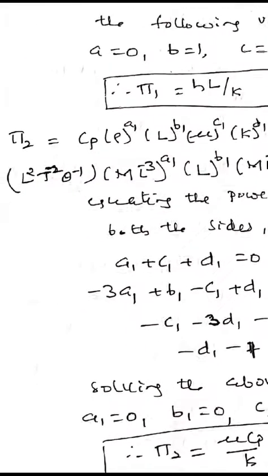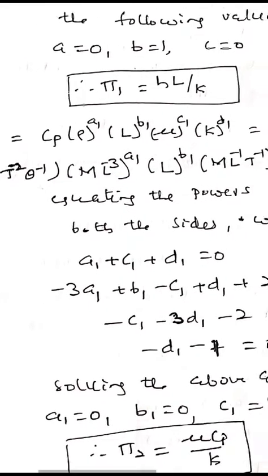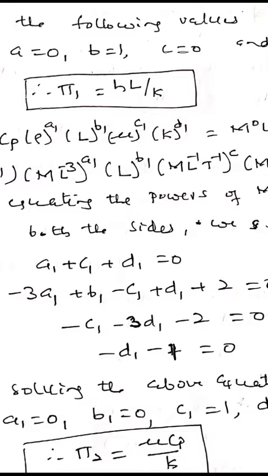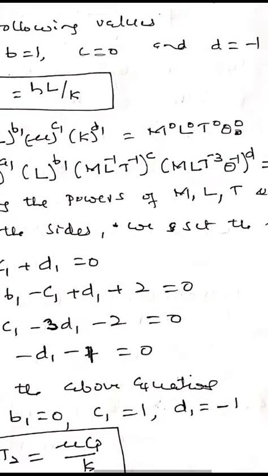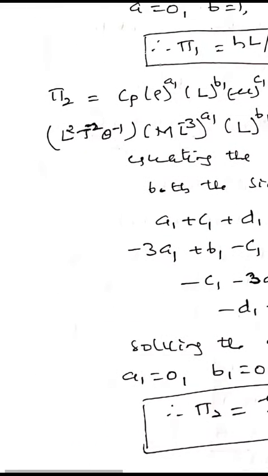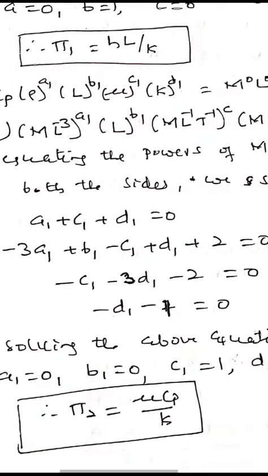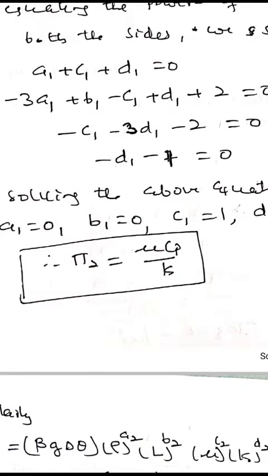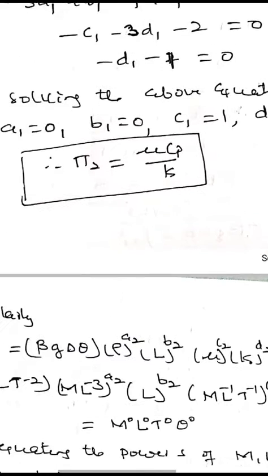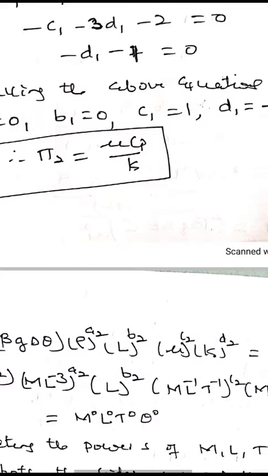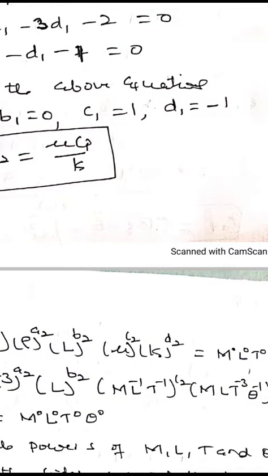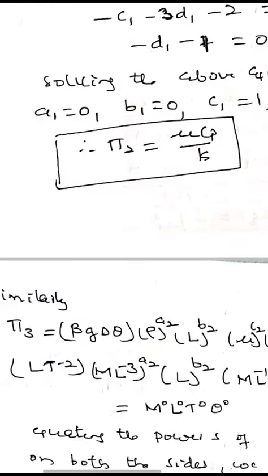Similarly, the second term pi 2 equal to Cp, again with the repeating variables rho raised to a1, L raised to b1, mu raised to c1, K raised to d1, equating it to M0 L0 T0 theta 0. Putting the dimensions of Cp, rho, L, mu, K and getting 4 equations, a1 plus c1 plus d1 equal to 0 and minus 3a1 plus b1 minus c1 plus d1 plus 2 equal to 0, and solving these equations, we get a1 equal to 0, b1 equal to 0, c1 equal to 1, d1 equal to minus 1. Therefore the pi 2 term will be mu Cp by K.